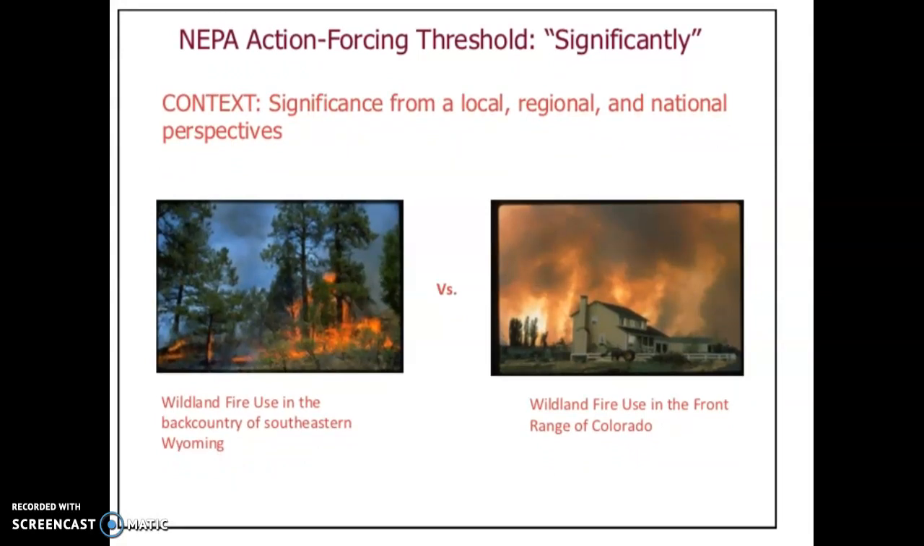So, the context of significance, and so there's a difference. Like a wildland fire in the backcountry of southeastern Wyoming is going to significantly impact the environment in different ways. Maybe have less of an impact on humans compared to some kind of wildland fire use in the Front Range of Colorado, where it's intersecting more with an urban area, as opposed to something that may not have the same level of significance, even though they could be relatively the same projects.